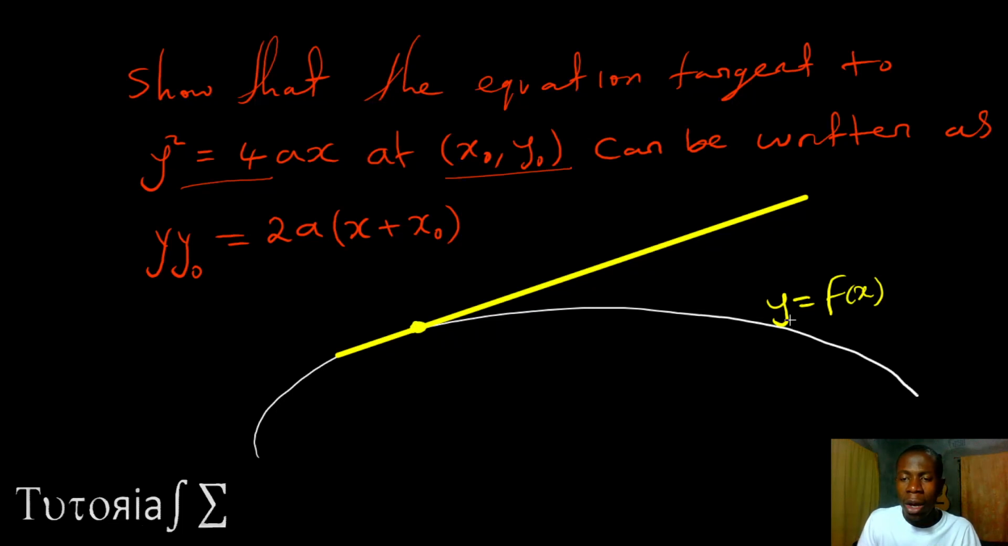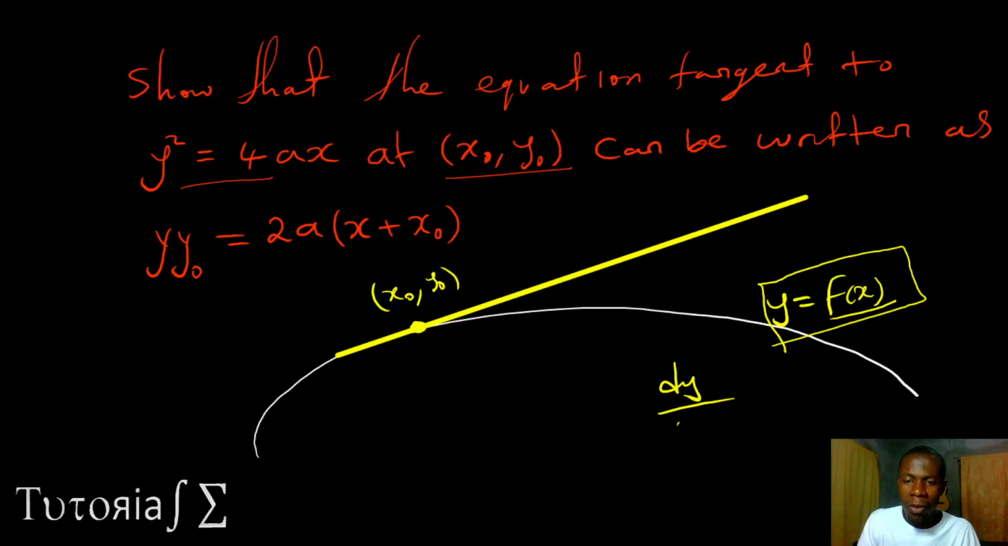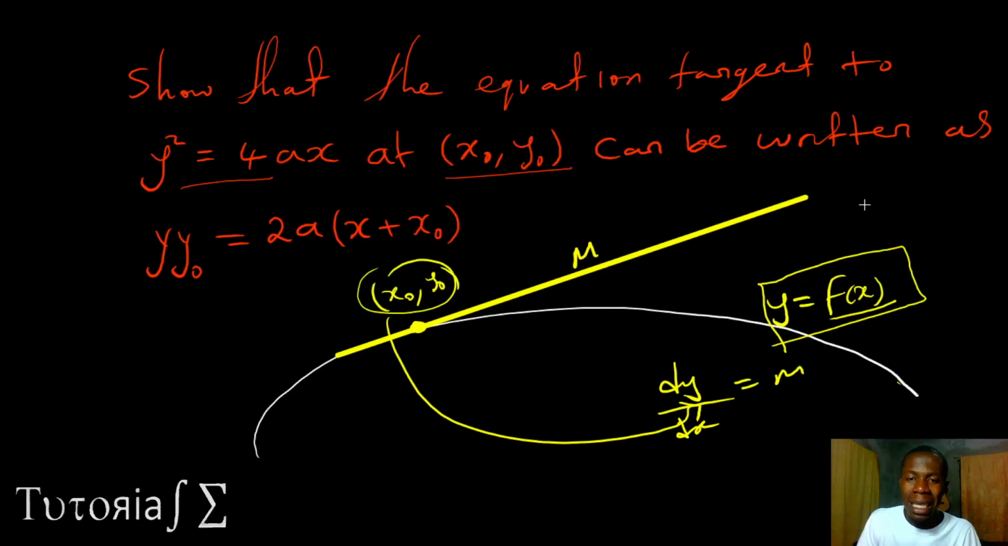So what we have to do is find the gradient of y with respect to x. Then we'll put in the coordinates x naught, y naught, and that gradient we'll find. So in short, we need to find dy/dx of this, which will give us a gradient function, and we'll replace these coordinates into this gradient function, and whatever we find will be the gradient of this line. And since we have a point and a gradient, we can find the equation of this line. That will be the first step.